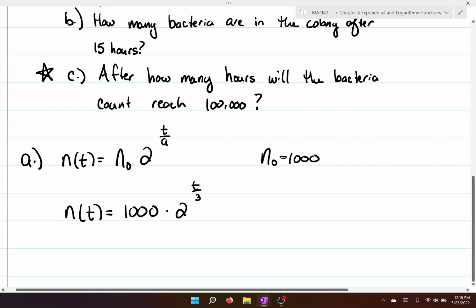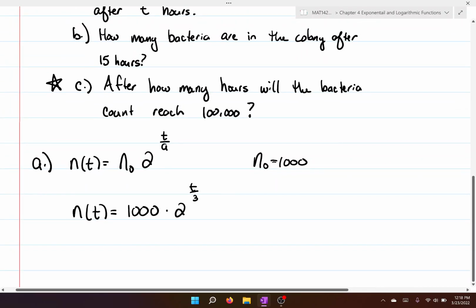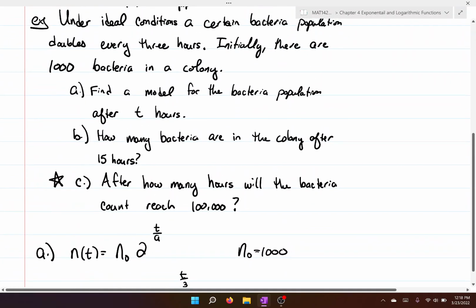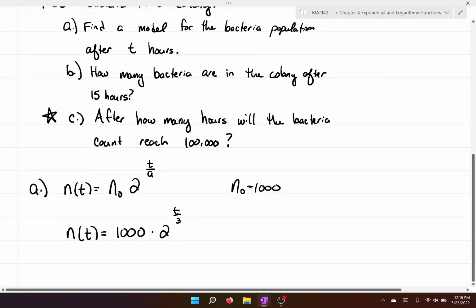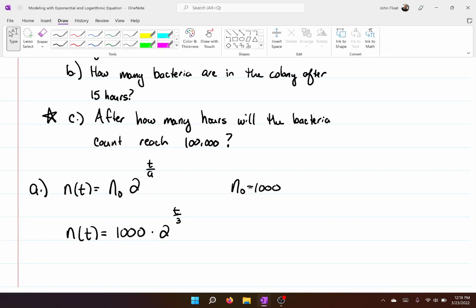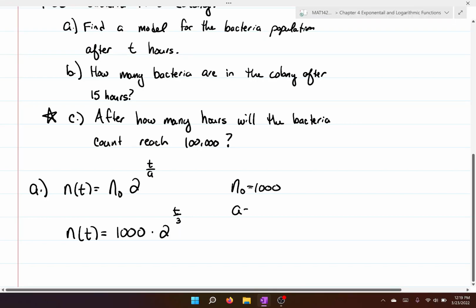t over 3. And if you're wondering where I got the 3 from, let me zoom out and let me scroll up here a little bit. We know that the bacteria population doubles every 3 hours. So a is going to equal 3. All right, and here's our answer for part A. So it's a nice model.